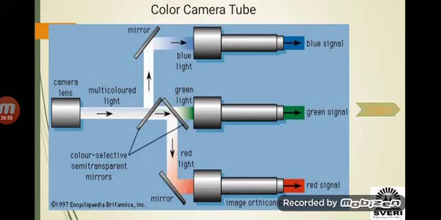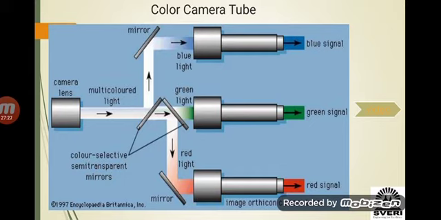And whenever multicolor light reaches that particular filter, a blue filter will extract only blue color from the available light, a green filter will extract only green color, and a red filter will extract only red color. So that way, any multicolor light falling on the color camera tube is decomposed into different values of red, green and blue.